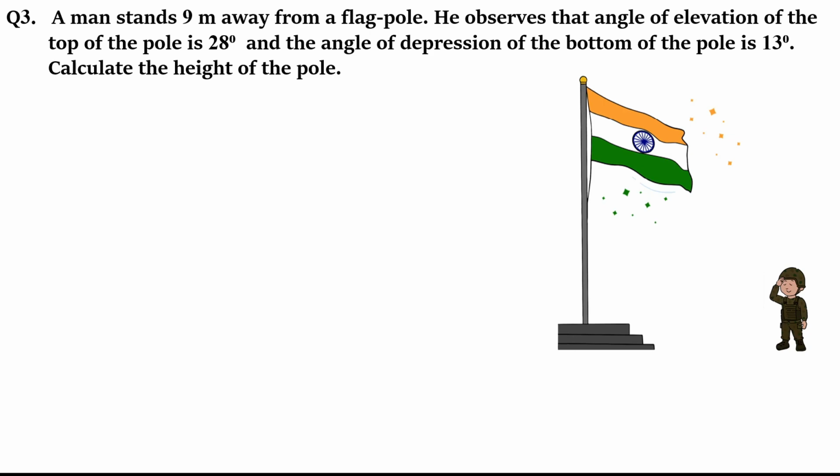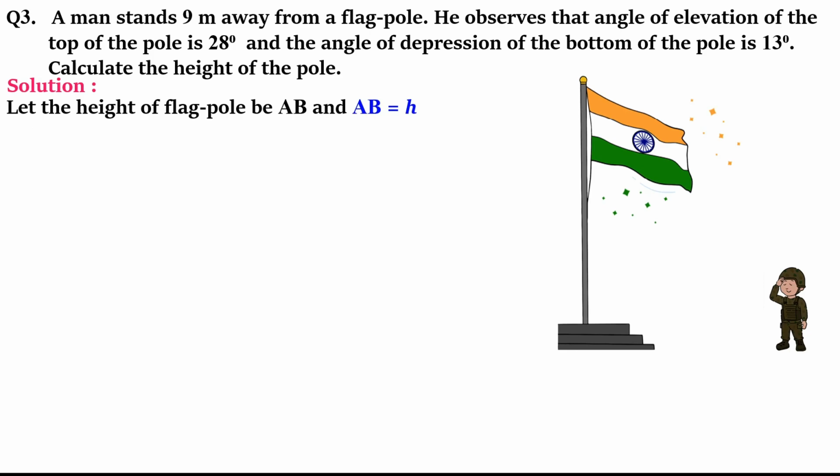Now the next part of the question is, a man stands 9 meter away from the flagpole. So the horizontal line is 9 meter, and he observes that the angle of elevation of the top of the pole, that means from his eyes, he is looking at the top of the pole. So the line of sight is from his eyes to the top of the pole, and here the angle of elevation is 32 degree, and from his eyes, he is looking at the bottom of the pole also, which will be taken as angle of depression. It is 13 degree.